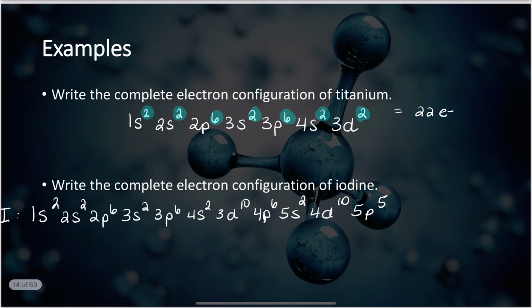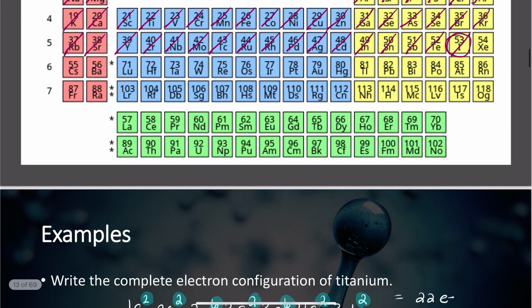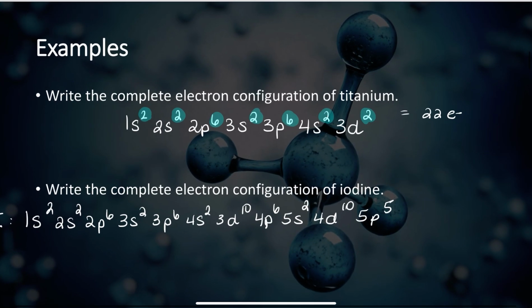And if I add up all my electrons, 2 plus 2 plus 6 is 10, plus 2 plus 6 plus 2 is 20, plus 10 is 30, plus 6 plus 2 is 38, plus 10 is 48, plus 5 is 53. I added them up correctly, so I have done my electron configuration correctly. Again, we're going to do more examples in the next module, but I want you guys to have a basis of it before we get to class.